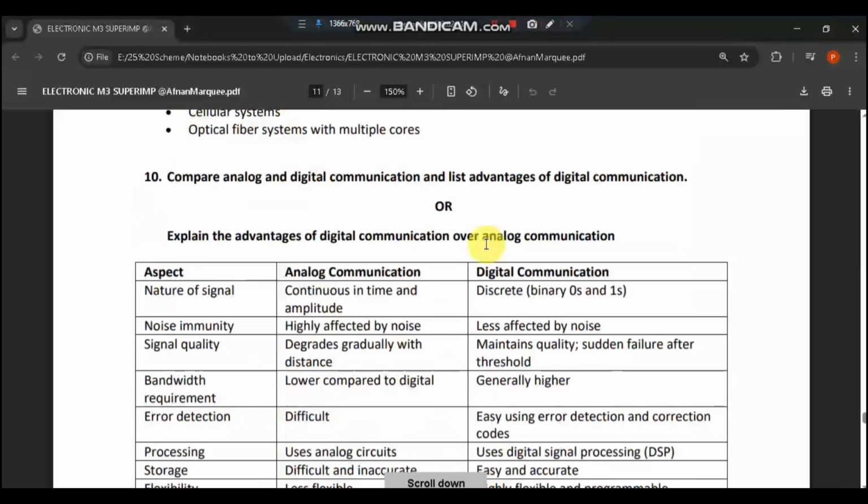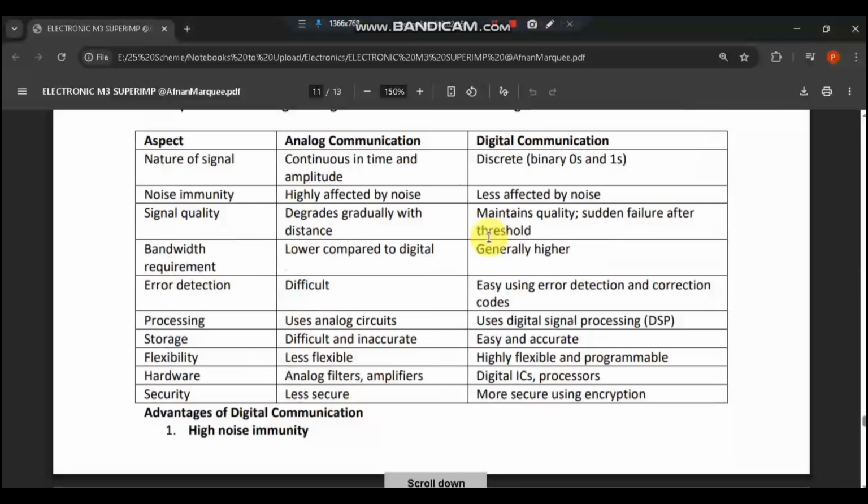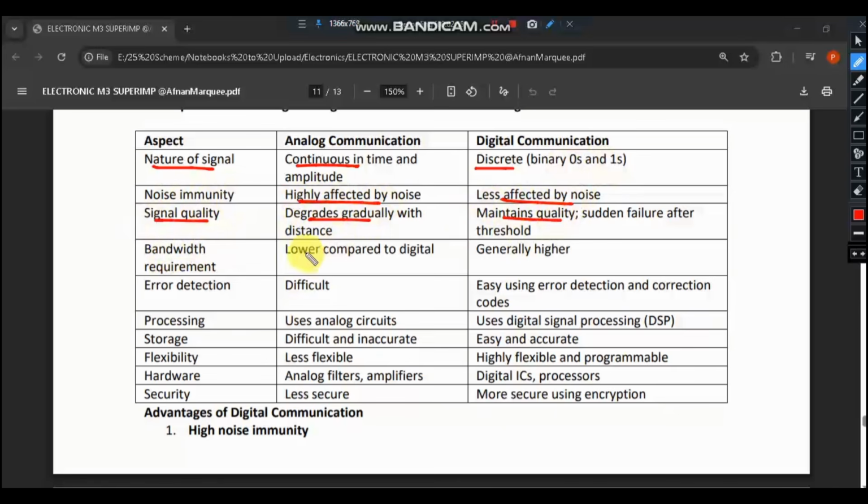The next one is: compare analog and digital communication systems. List the advantages of digital communication systems. The differences: the nature of the signal. Analog is continuous in time, this is discrete, either 0 or 1. Noise immunity: analog is highly affected by noise, digital is less affected by noise. Signal quality degrades gradually in analog, digital maintains the quality. Bandwidth requirement: analog is lower, digital is generally higher.